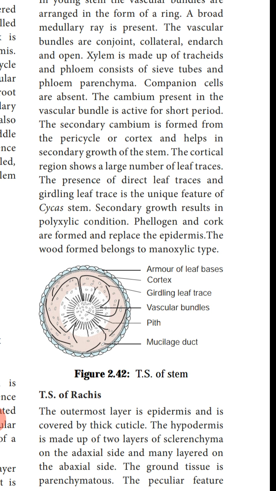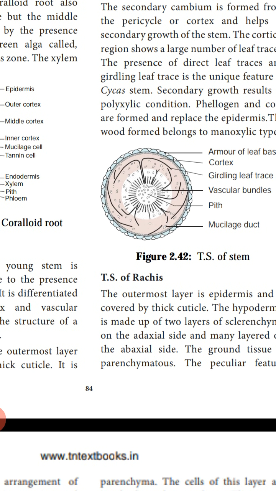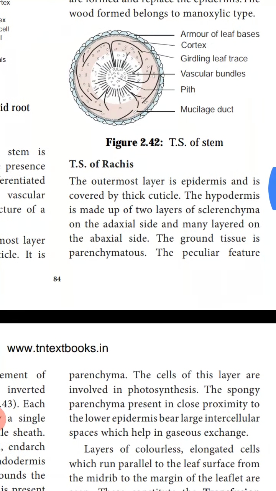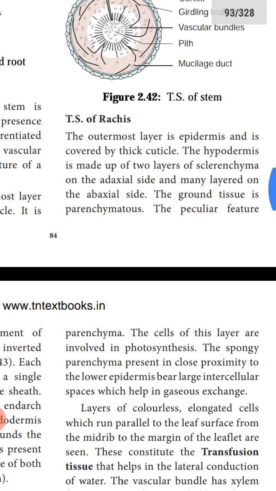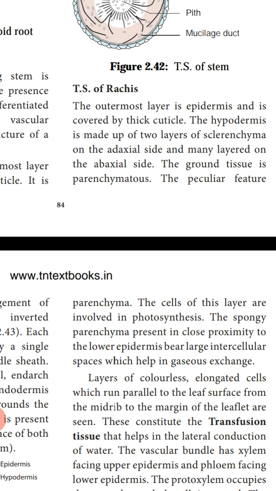The wood formed belongs to the monoxylic type. We have already studied monoxylic: they are soft wood with wide medullary rays and dense parenchyma. So this is what we have studied about the TS of stem. Next we are going to study the TS of rachis. As we have studied in Cycas, the leaves are compound leaves. The leaflets, or pinnae, are arranged on the rachis, a common stalk. That is called the rachis.